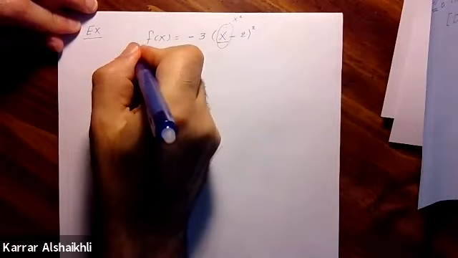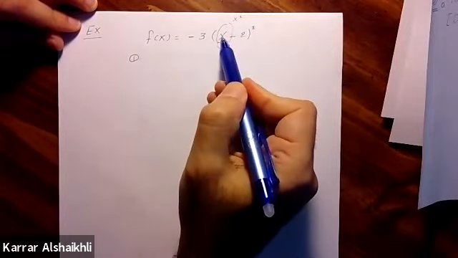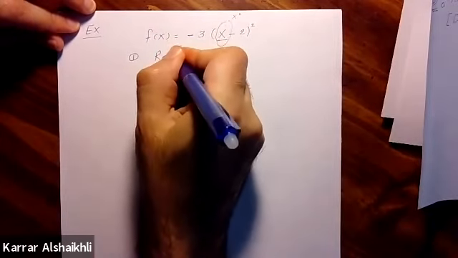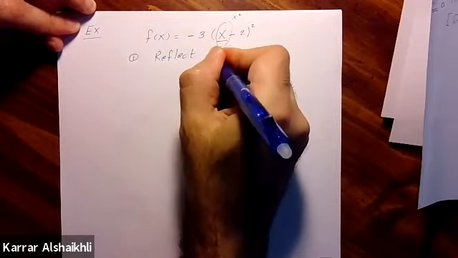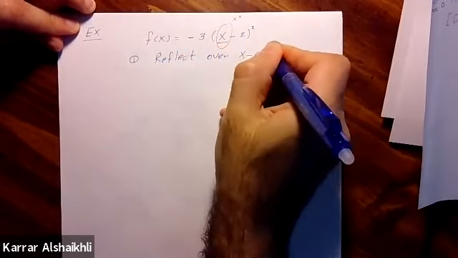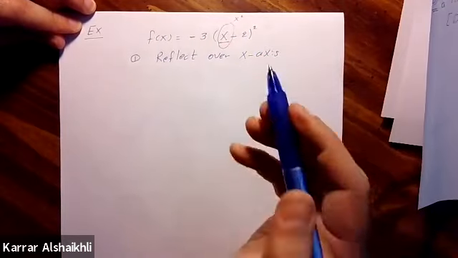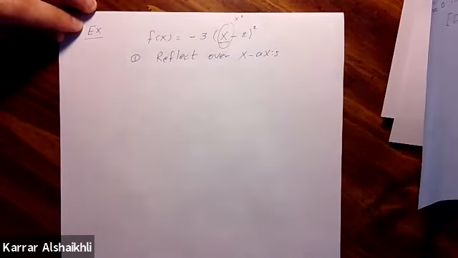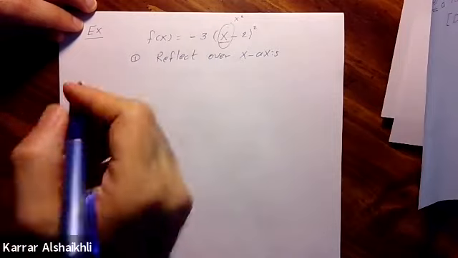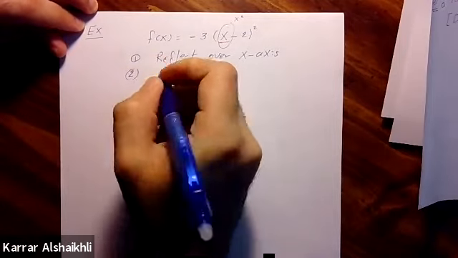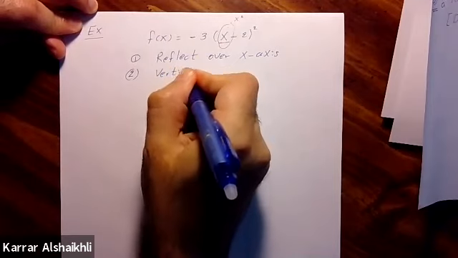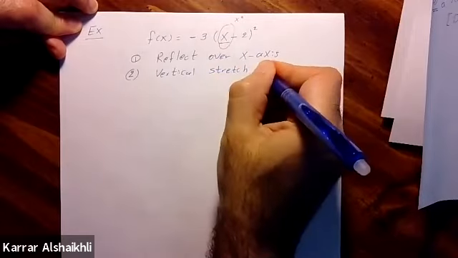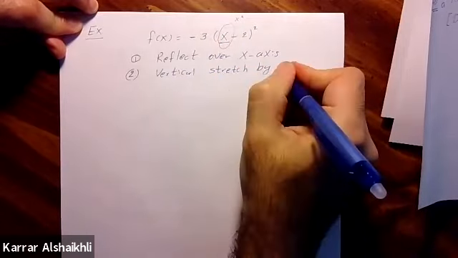So the first technique here, I have negative sign outside the parent function. So it's going to be reflect over x-axis. Now we have 3, a number outside also the parent function. So if we have a number outside the parent function, it's going to be vertical stretch by the number here, which is a 3.